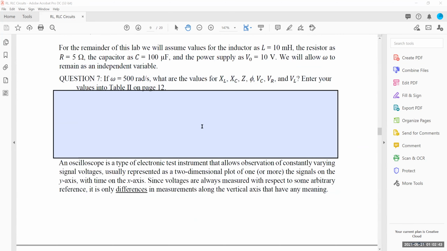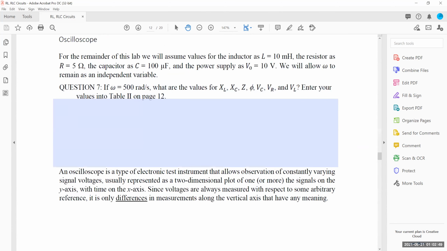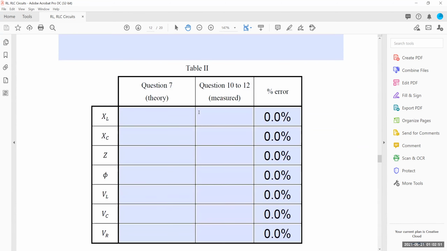Take these values that you found in here and go to page 12. Let me find page 12. And report this data in this entire row. This is the theory. This is the one that you calculated by theory, okay?